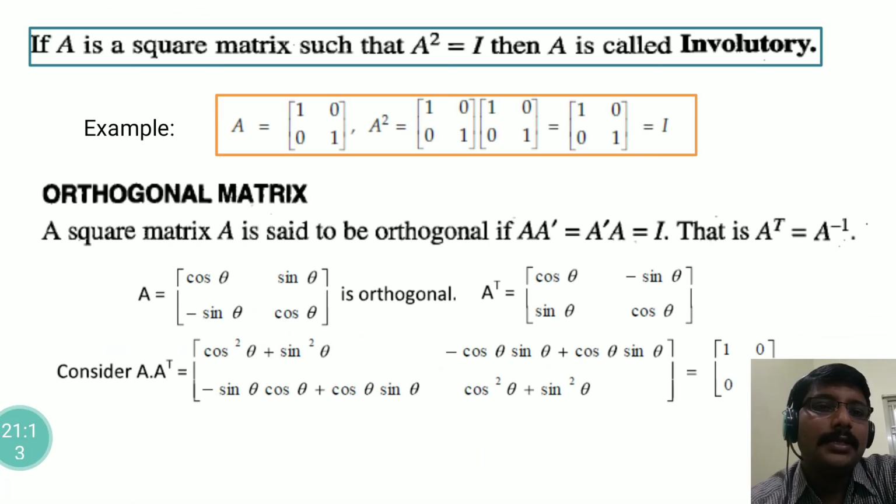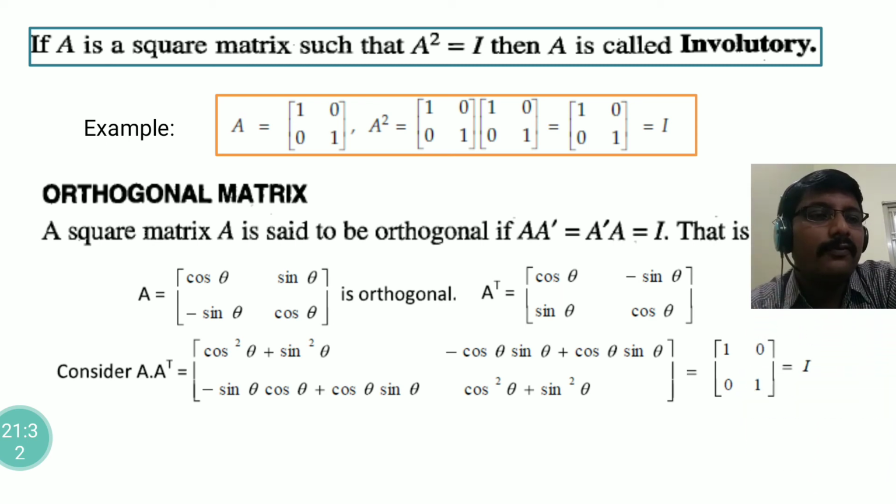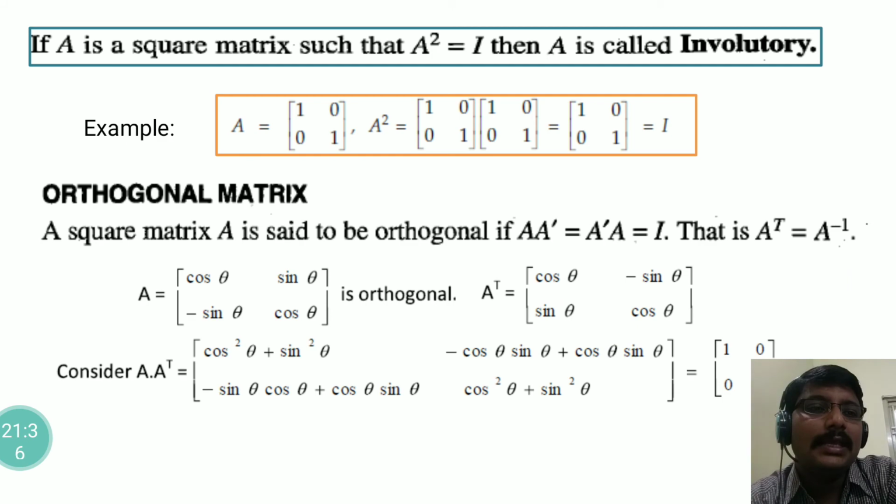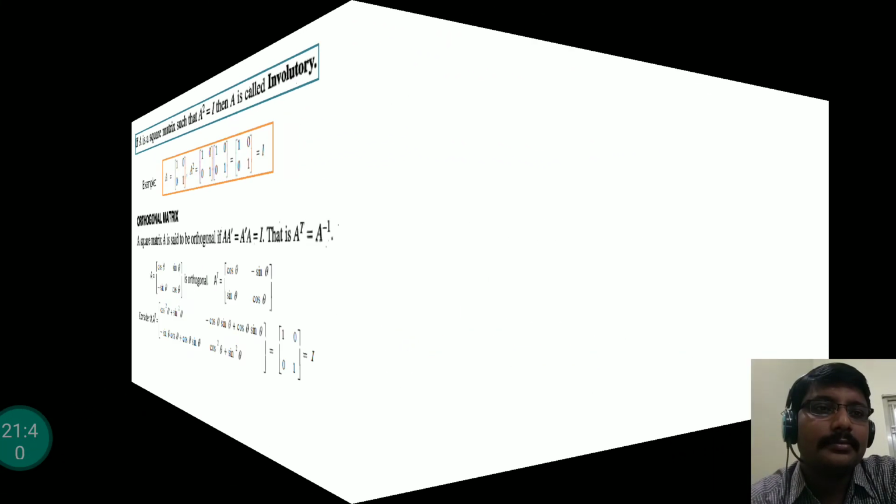So here is the example. A is the matrix of cos theta, sin theta, minus sin theta, cos theta. It is orthogonal because we compute A transpose, which is obtained by interchanging the rows and columns, and then compute the product of A and A transpose. Clearly we get the result as the matrix of 1 0 0 1, that is I, the identity matrix, so A is called an orthogonal matrix.